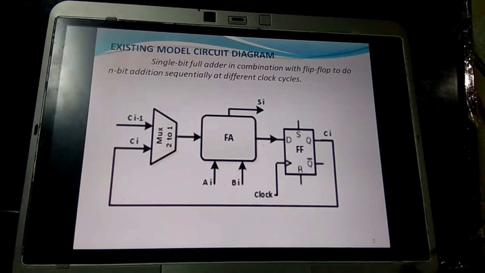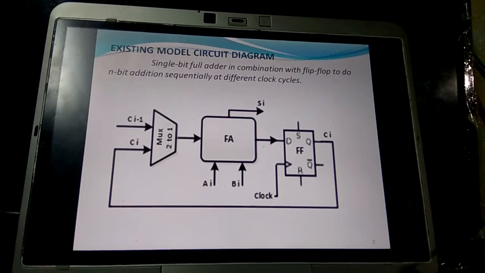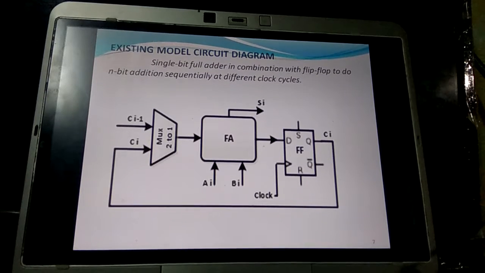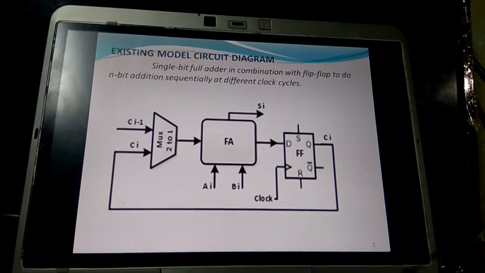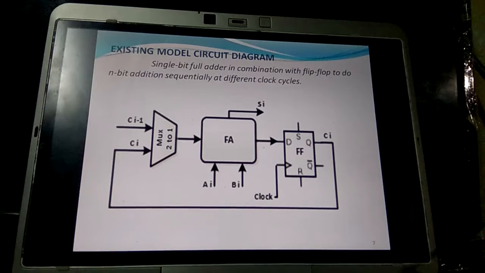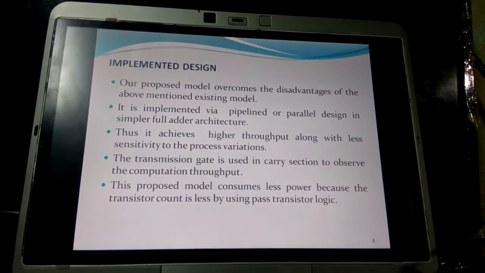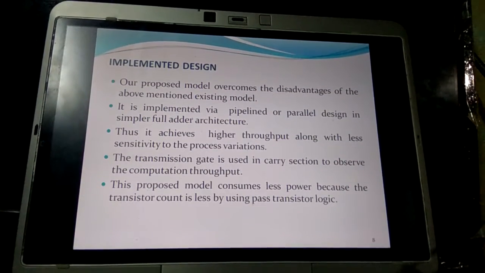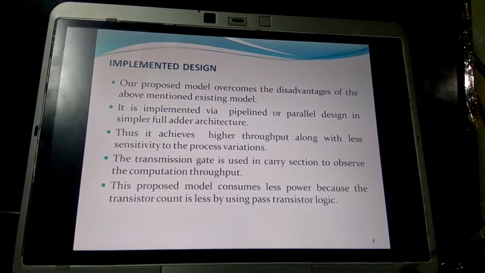The delay flip-flop is nothing but the input will be directly given as an output, but with a small delay operation. The sum of the serial full adder is the output of the entire model. Our implemented model overcomes the disadvantages of the above mentioned existing model.